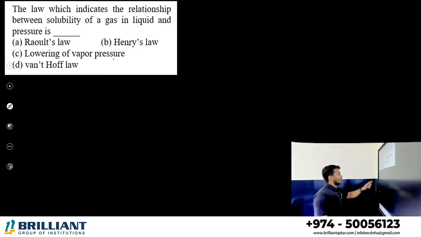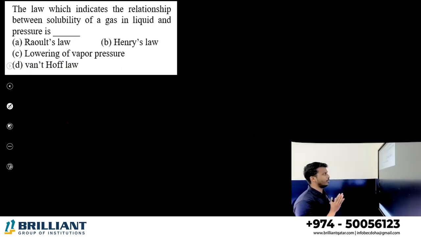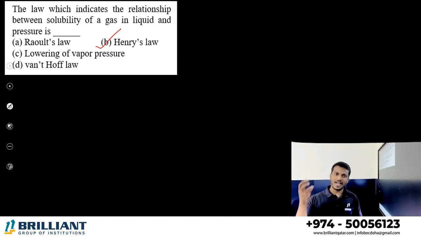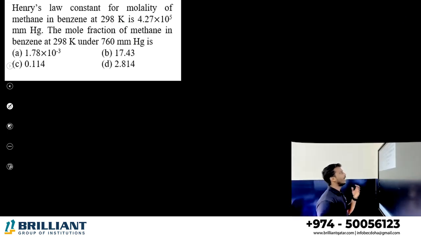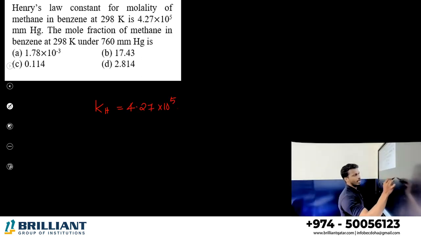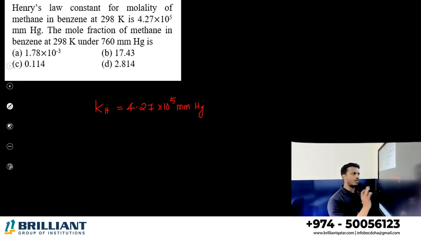Okay, next one. The law which indicates the relationship between the solubility of a gas in a liquid and pressure is what? Henry's law. Henry's law states that the partial pressure of a gas is directly proportional to its mole fraction. If you apply more pressure on the gas over the solvent, you can dissolve more gas in the solvent. Henry's law constant for methane in benzene is given: KH value is 4.27 into 10 to the power 5 mmHg. Pressure is given in the normal unit, millimeter of mercury.